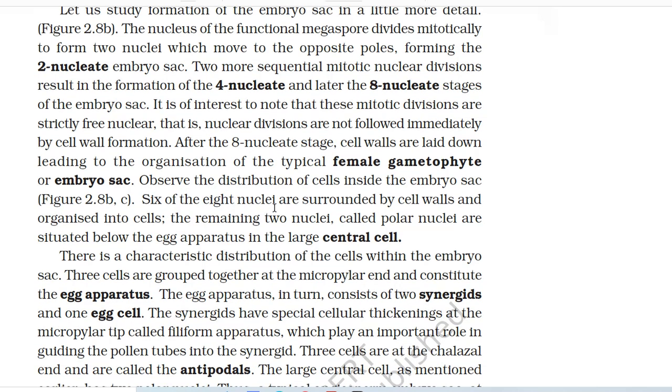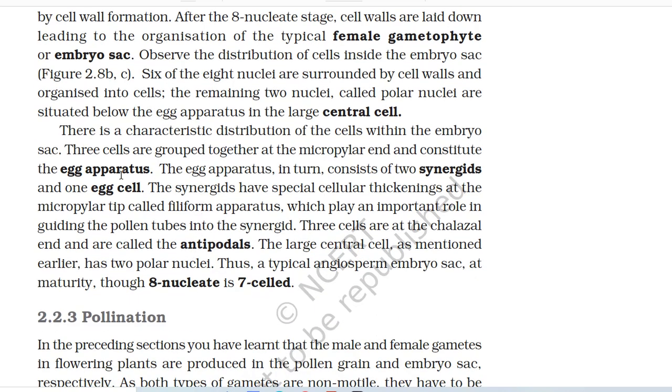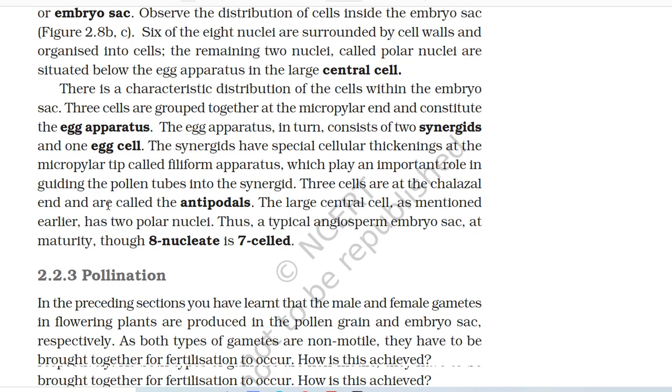Observe the distribution of cells inside the embryo sac. 6 of the 8 nuclei are surrounded by cell walls and organized into cells. The remaining 2 nuclei, called polar nuclei, are situated below the egg apparatus in the large central cell. There is a characteristic distribution of the cells within the embryo sac. 3 cells are grouped together at the micropylar end and constitute the egg apparatus. The egg apparatus in turn consists of 2 synergids and 1 egg cell.